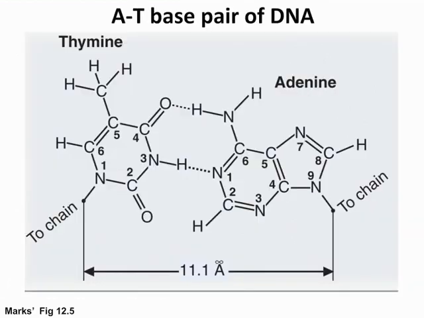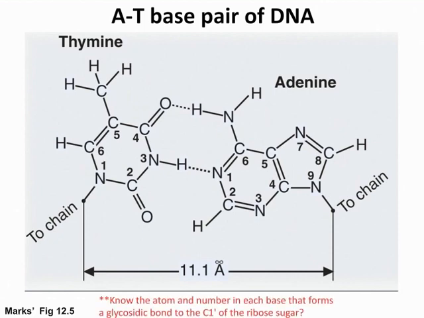Here we have a base pair. Thymine is your pyrimidine, adenine is your purine. They're base pairing using hydrogen bonds, and then Dr. Schroeder wants you to know the atom and number that each base forms with the sugar. So if you look at the N1 of thymine, that goes to the chain, and then the N9 of adenine goes to the chain. So those would be the atom and their numbers that form that glycosidic bond to the C1 of the ribose sugar.